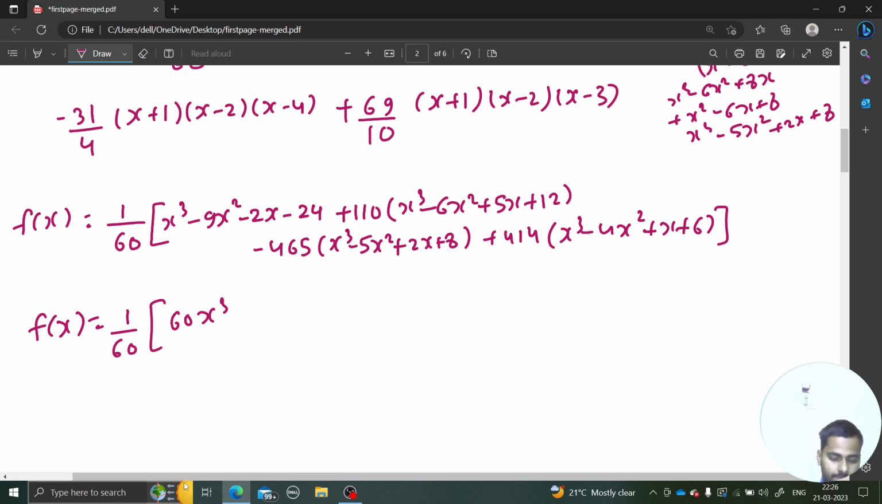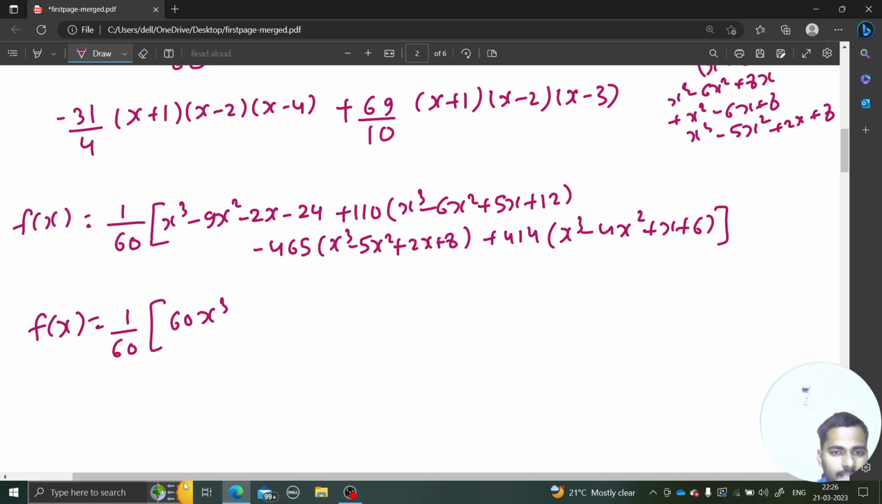So this is giving me 0. I will have to check it once again. So minus 9, minus 660, plus 5 into 465, minus 4 times 414, and it is 0.